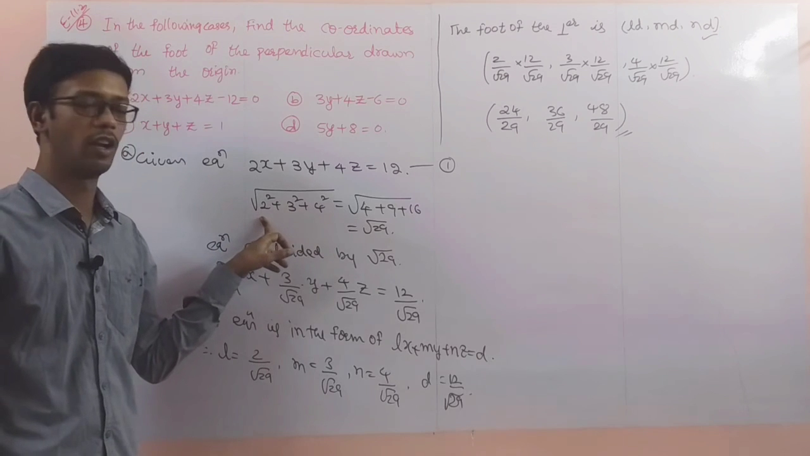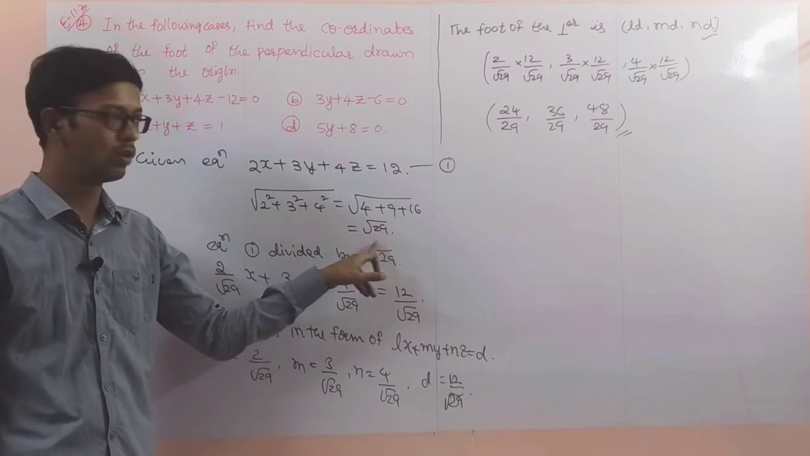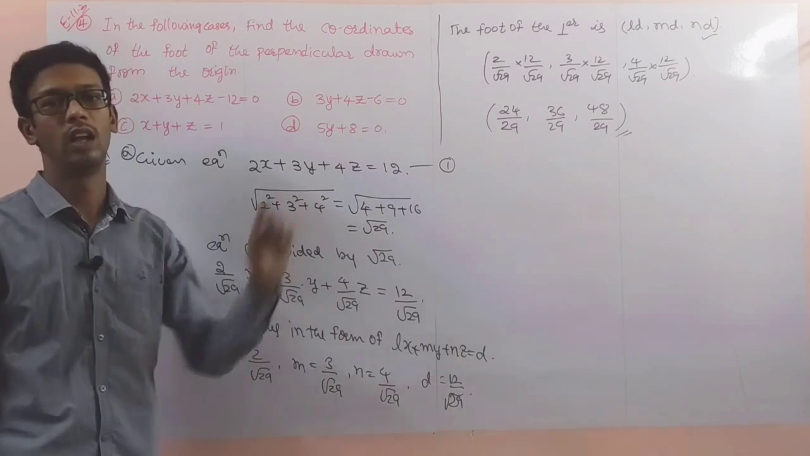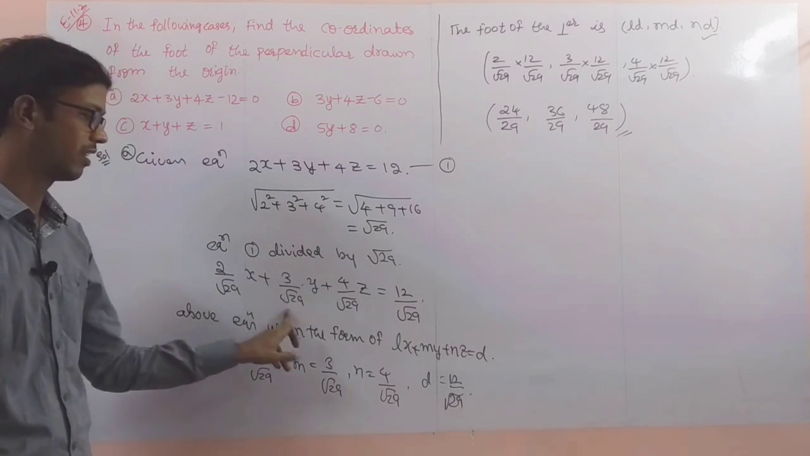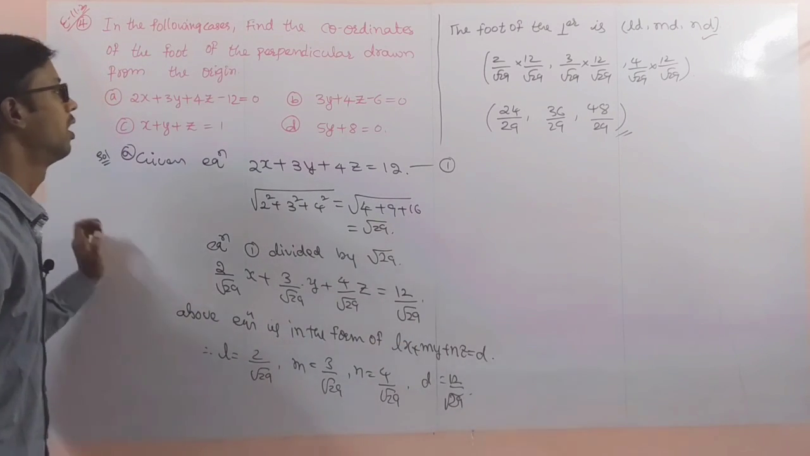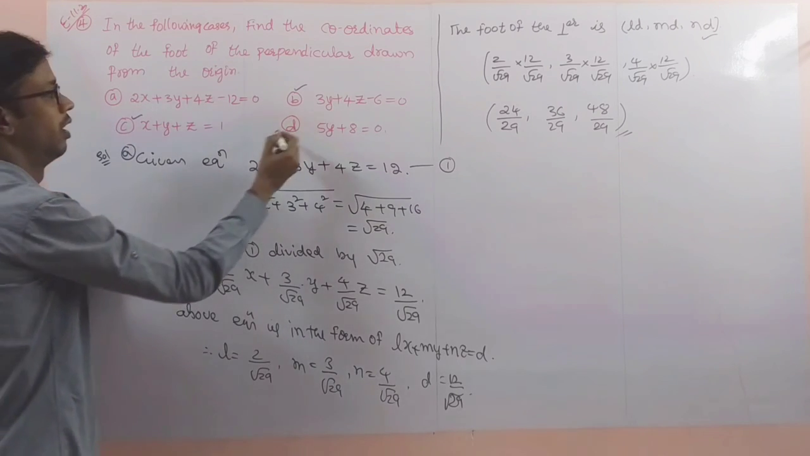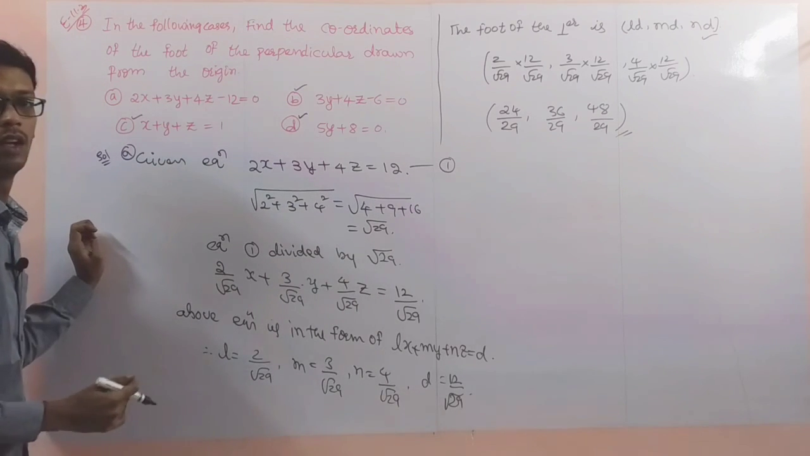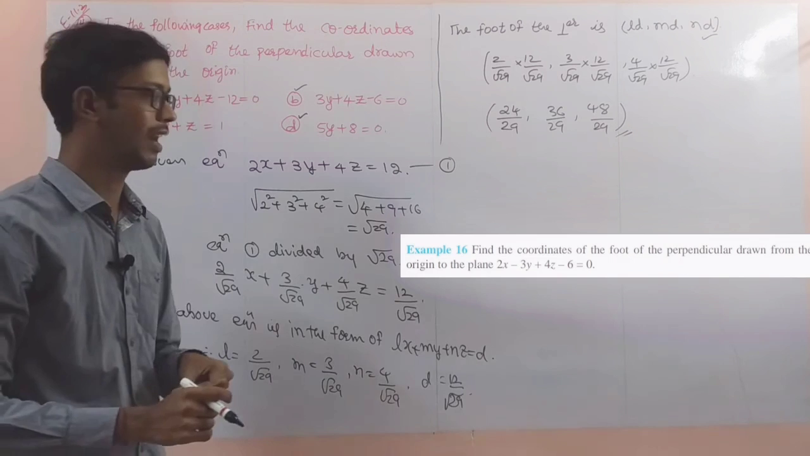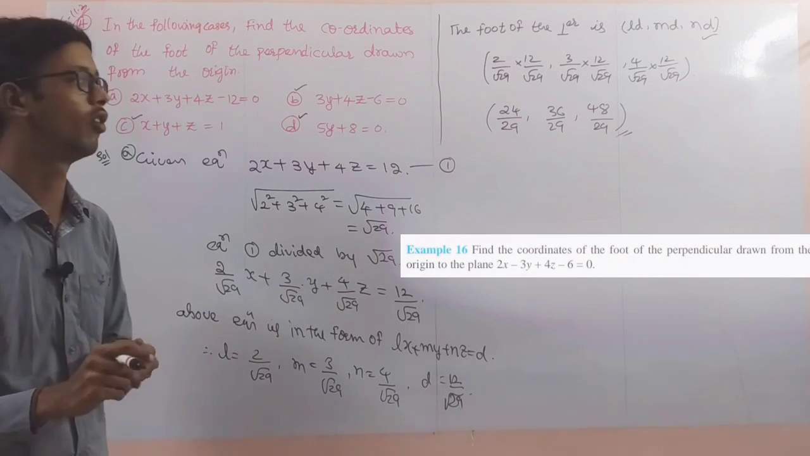You have to find the square root of the sum of the coefficient squares, and divide the total equation by that value. The given equation is Lx plus My plus Nz equal to D. You have to make the comparison. Next, problems B, C and D you can do as homework, and Example 16, which I displayed there, also take as homework.